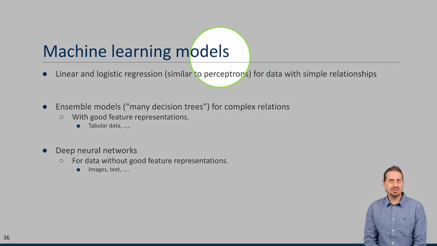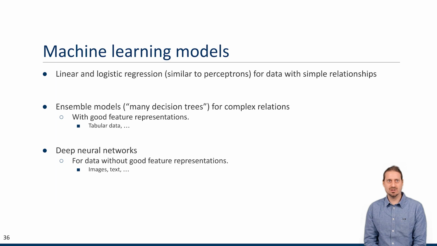We've discussed the decision trees. These already work for more complex data. And then there are also the ensemble models, which basically are many decision trees combined. So these are good for data where we have a good feature representation, for example tabular data. And then finally, the models that we want to deal with most in the course are deep neural networks, which are used in deep learning. And these work well for data where we do not have good feature representations, which is often the case for images or for text. And we will discuss what we actually mean by good feature representations in later parts of the course when we discuss deep learning.